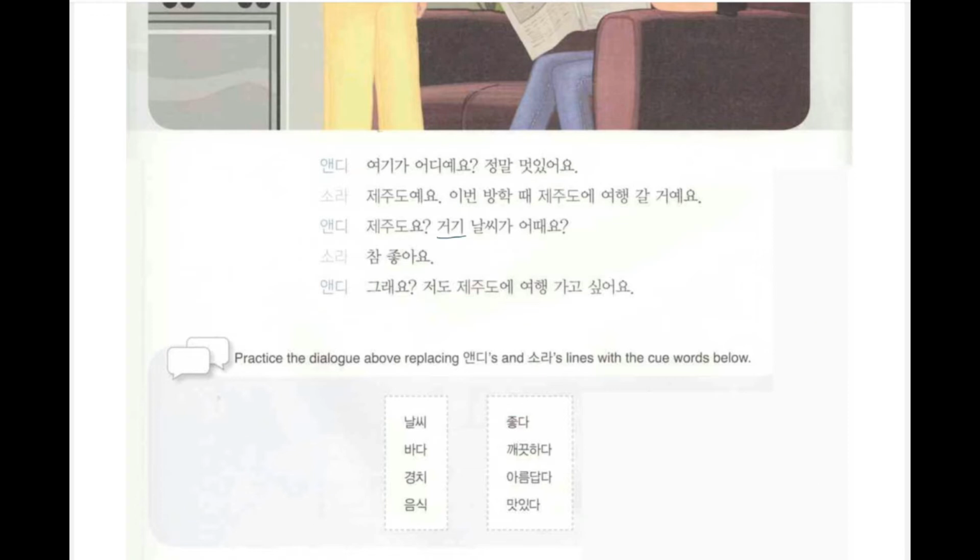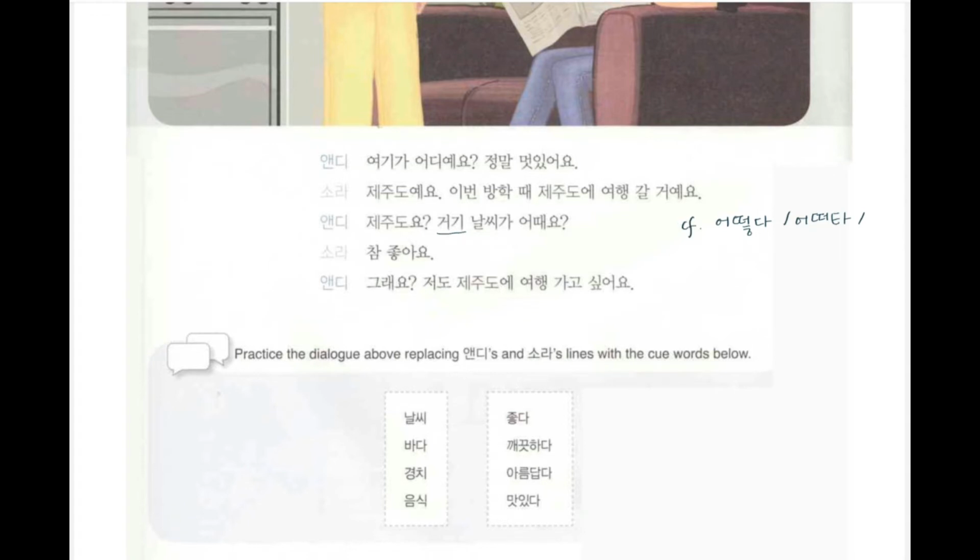자, here's an ambush question. So what is the base form of 어때요? It's 어떠다. How would you pronounce it? 어떠다. What does it mean to be? How? So you use this word to describe something, isn't it? This something or some situation. 자, 거기 날씨가 어때요? How's the weather there? 소라 says, 참 좋아요. 참 is equivalent to, it's the same meaning. 아주 좋아요. 매우 좋아요. 정말 좋아요. It's all same meaning. Very.